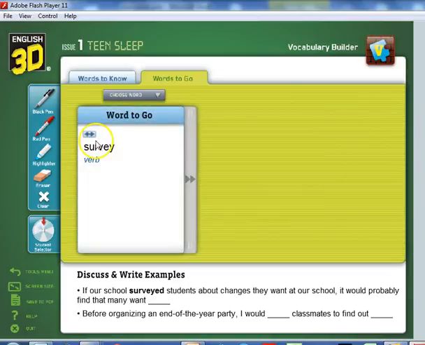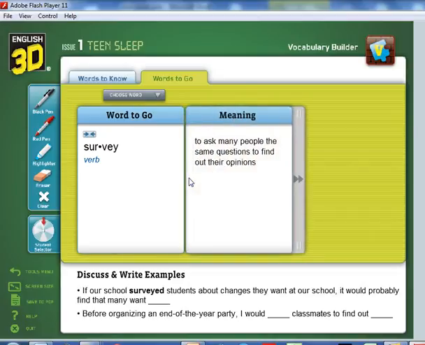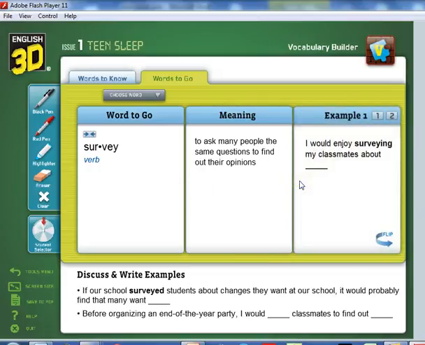And the next word, survey. Survey is a verb. To ask many people the same questions to find out their opinions. I would enjoy surveying my classmates about music. So saying to each person, what music do you like? I would enjoy surveying my classmates about their eating habits.